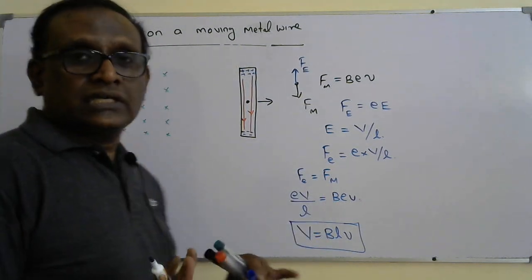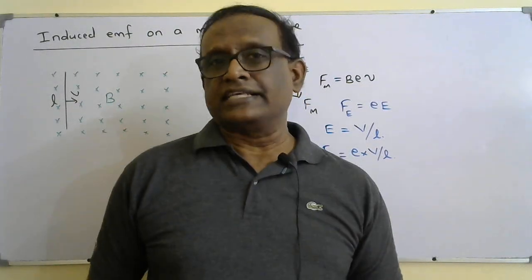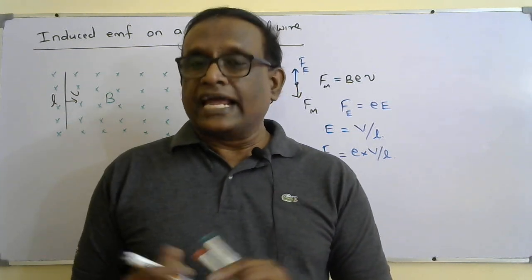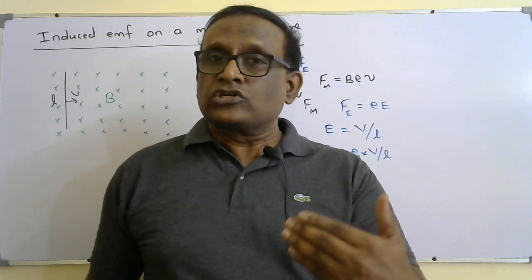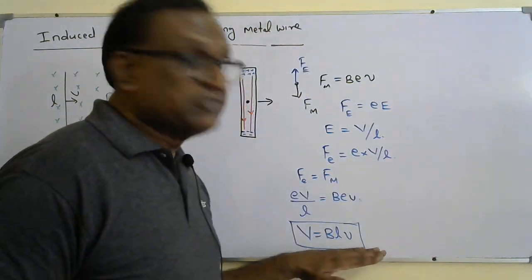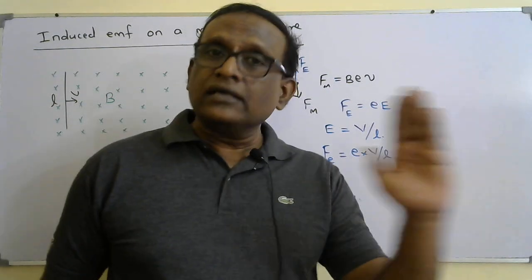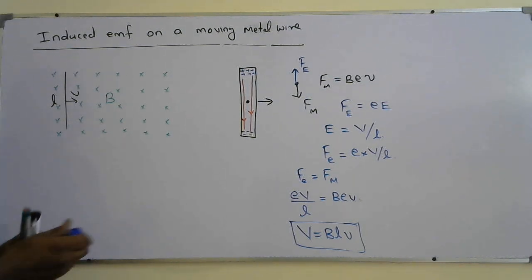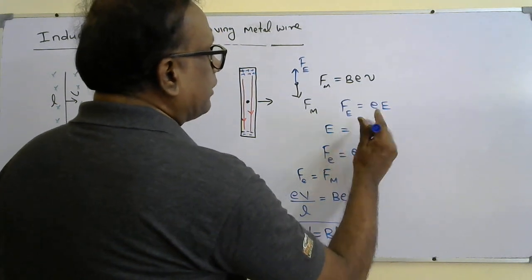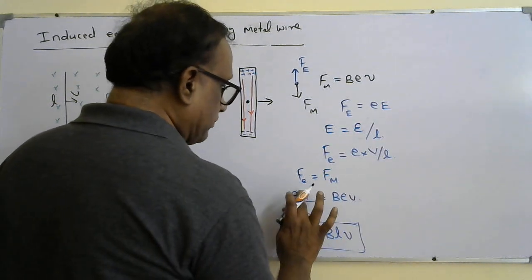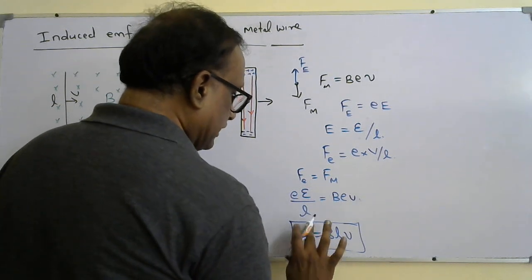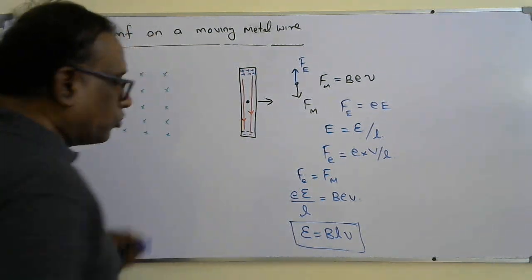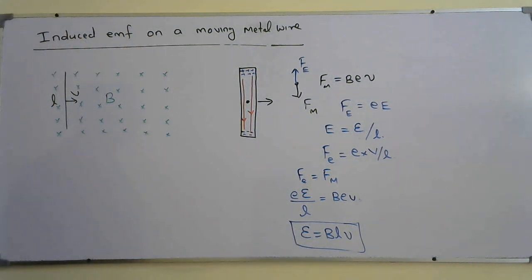Here I am not using Faraday's law. Without using Faraday's law, based on the magnetic force and the condition for equilibrium between the electrostatic force and the magnetic force, I derived the equation for the induced voltage on a moving metal wire. Normally we use epsilon for the induced voltage, so the induced EMF can be written as epsilon.